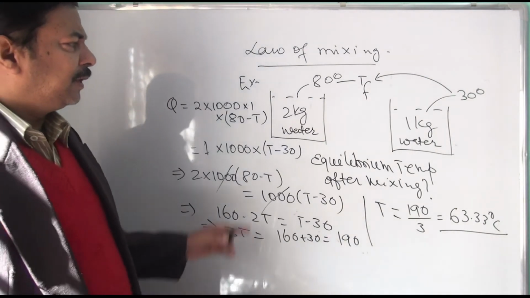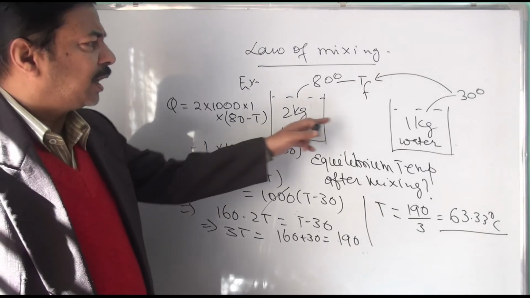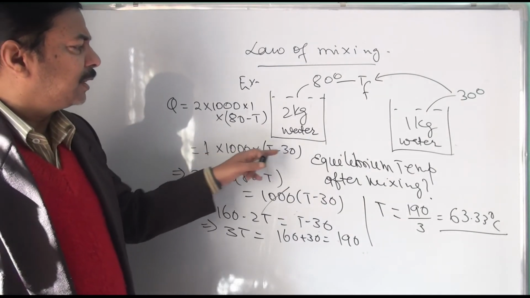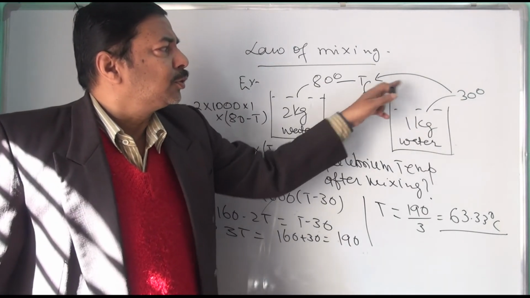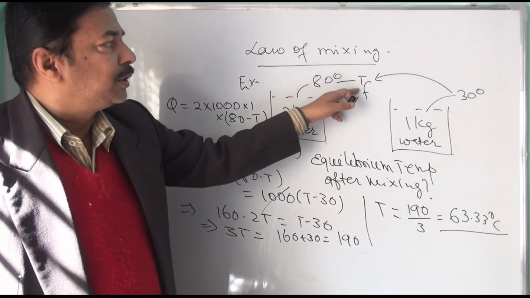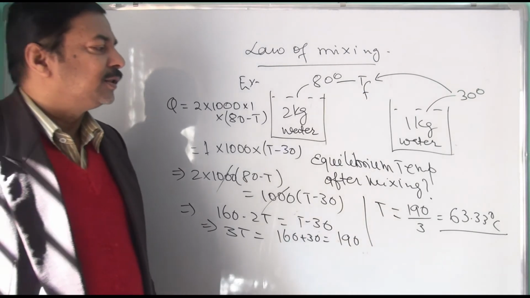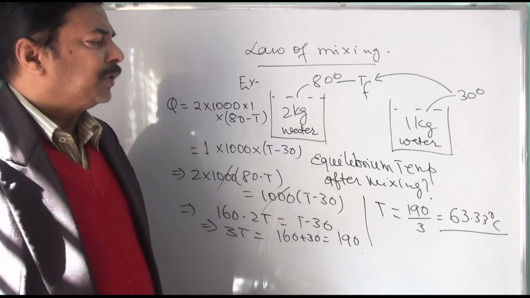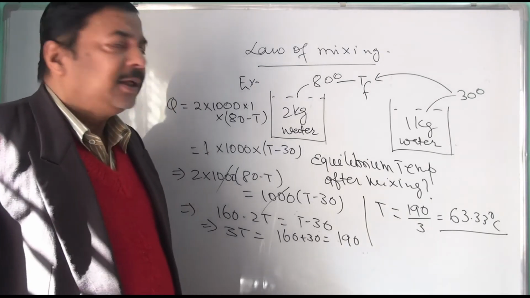So what are we getting? In this situation we get the heat that it has lost and the heat that it has gained. For M, water I have taken 1000 into T minus 30, since this body has increased from 30 to T, so the change in temperature is T minus 30. This has decreased from 80 to T final, so it is 80 minus T. Making them equal, you will get T is 63.33 degrees centigrade. So the equilibrium temperature will be this much.